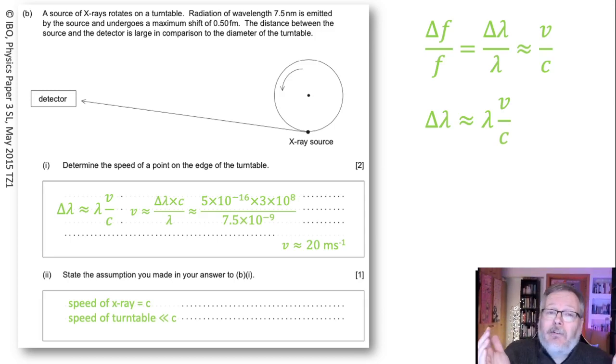We're assuming that this is happening in a situation which is, if not a vacuum, is one where the speed of light is very close to the speed of light in a vacuum, which it is, if it's air. So that the speed of the X-rays is about equal to the speed of light in a vacuum, and that the speed of the turntable is significantly less than the speed of light in a vacuum. Those are the two assumptions which you could make, and which together would give you the 1 mark that is all that's on offer for this part of the question.